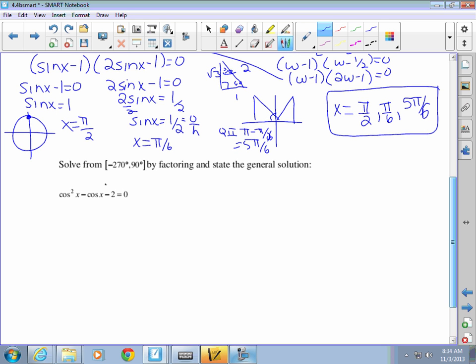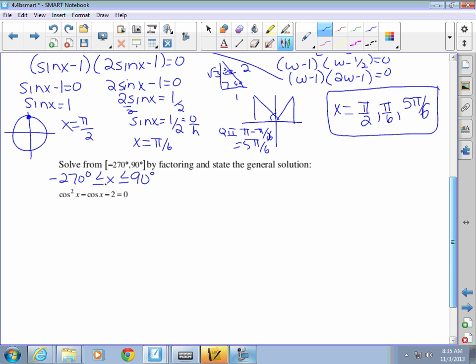Okay, in our last section we used the intervals. So instead of using greater than or equal to signs, we used the brackets. And a rounded bracket meant that it wasn't included, and a square bracket means that it is included. So my interval between negative 270 and 90, both inclusive, is the same as saying negative 270 less than or equal to x less than or equal to 90. So this one wants us to solve by factoring and then state the general solution. That general solution is when we add that 360n to whatever our solution is.